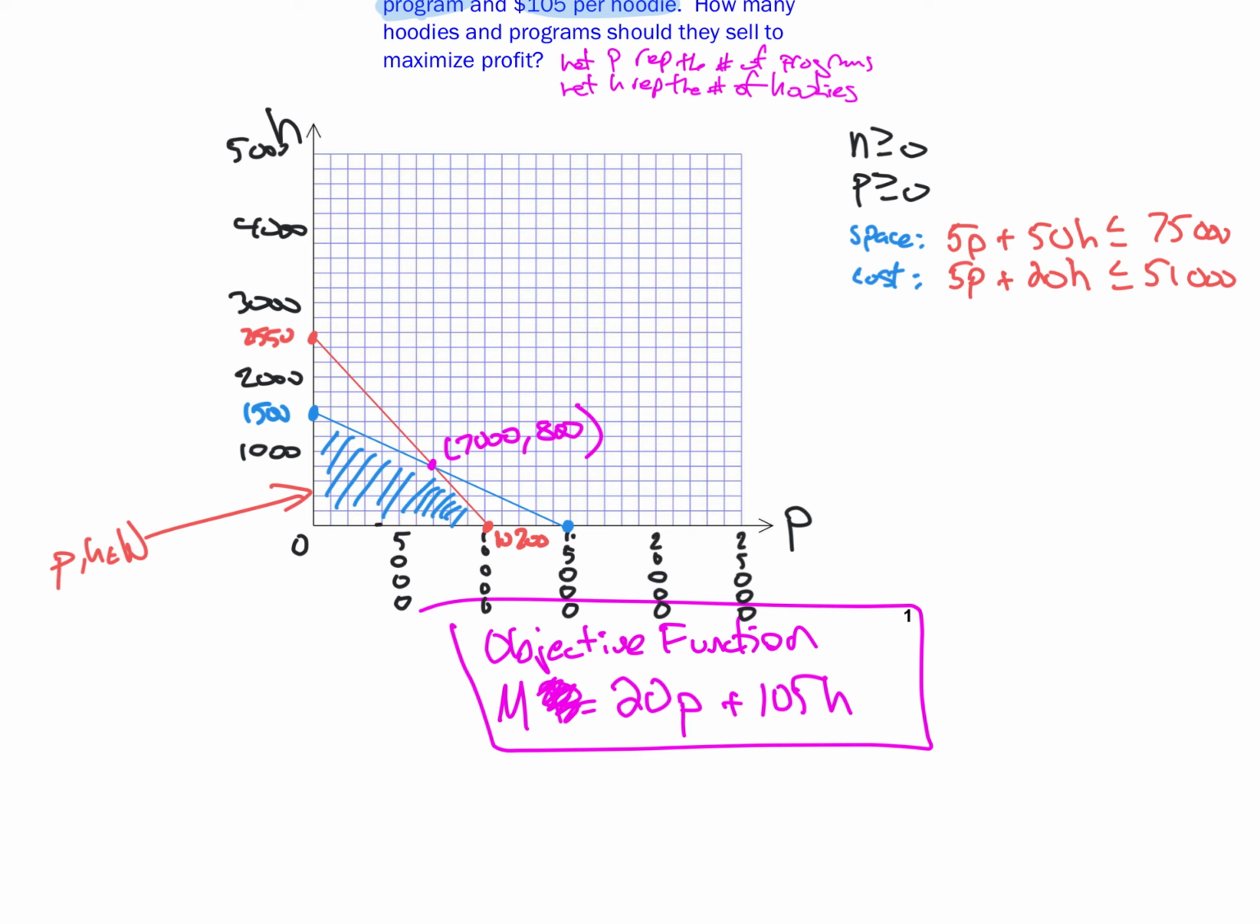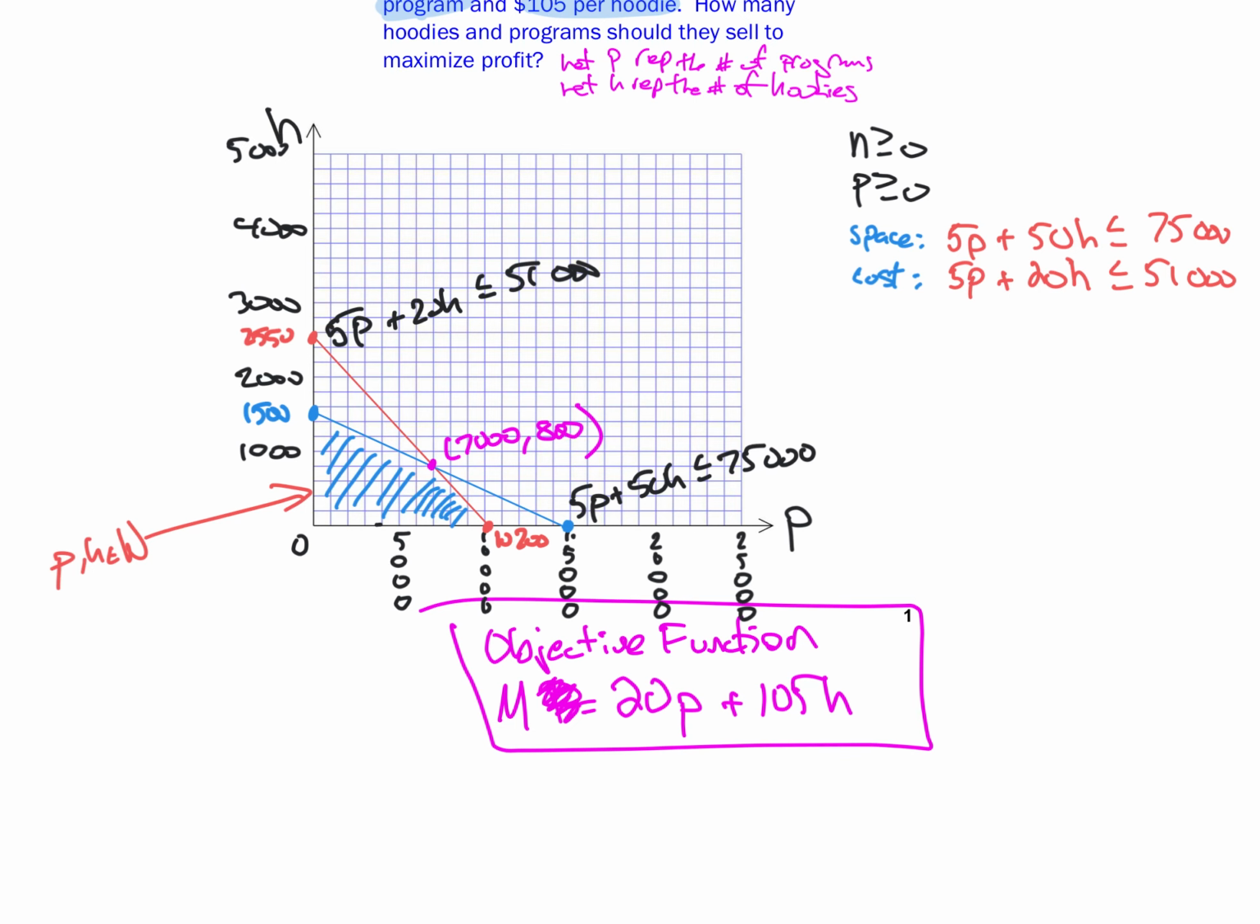Also won't hurt to label your inequalities either. So just while we're on that, the blue one is going to be 5p plus 50h is less than 75,000. And the red one is going to be 5p plus 20h is less than or equal to 51,000.